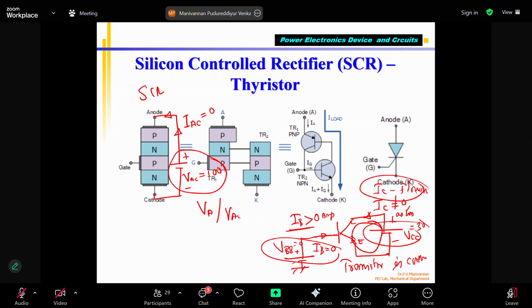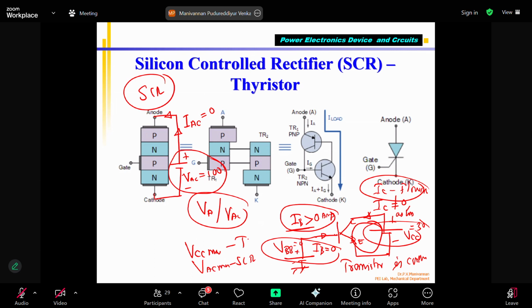When is IC flowing? Only when base current IB is greater than 0 amps, in microamps or milliamps, depending upon what IB you have to supply as the manufacturer data sheet says. Similarly, in case of SCR, we need to supply a voltage between anode and cathode. What is the rated voltage? Like VCC max, for this also they give VAC max in case of SCR. This is in case of a transistor.